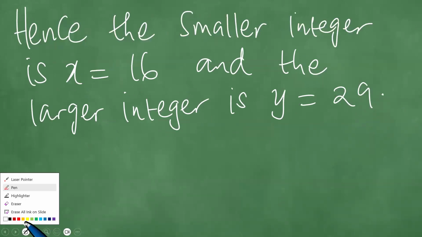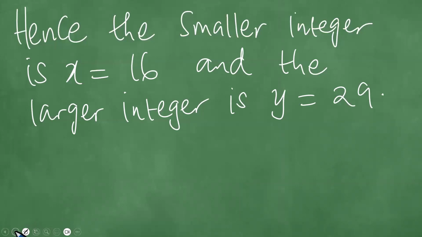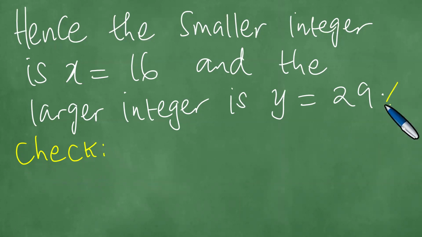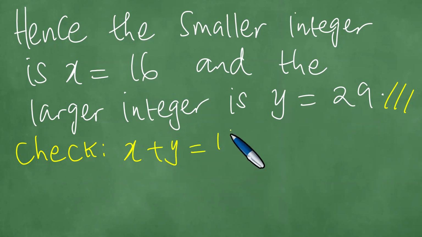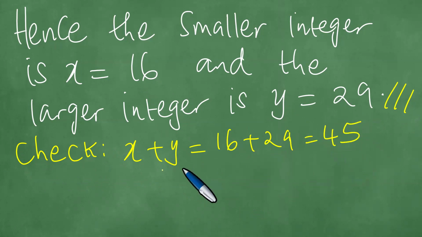But now we need to do a check. We need to do a quick check of this. Are these answers correct? Because the solution ends here. So we find the sum of x and y, where x is 16 and y is 29. So you have 16 plus 29. And clearly 16 plus 29 is equal to what? Is equal to 45. Okay, so the sum works.